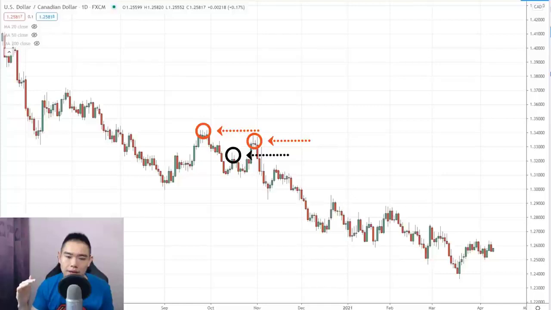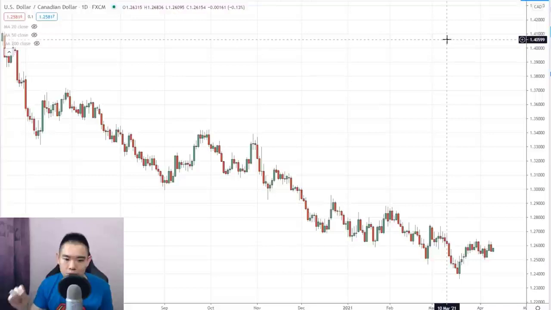So when you want to identify the series of higher highs and higher lows on the chart, pay attention to the swing points, the ones that really stick out like a sore thumb, right? The minor ones, you can just pretty much ignore. Because if you try to pay attention to every single minor high and low on the chart, you will get confused, right? And lose the big picture.